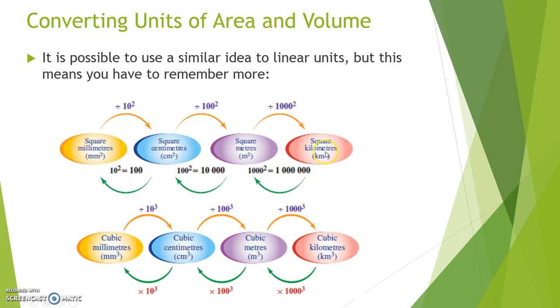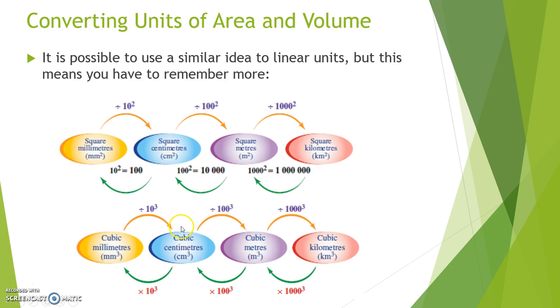Going from kilometers squared to square meters. To change from kilometers to meters, we're multiplying by 1000. And because it's area squared, we square that 1000. So we're actually multiplying by 1000 squared, which is 1,000,000. And that's very important to remember.